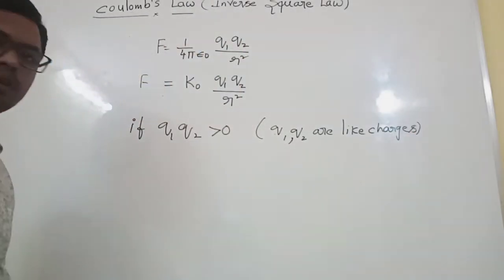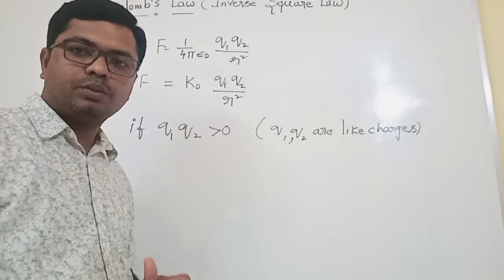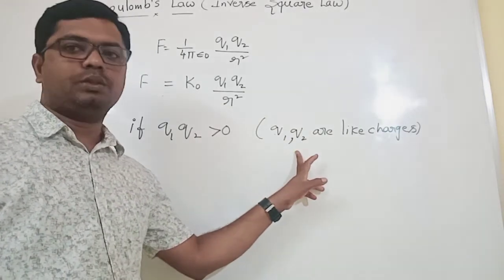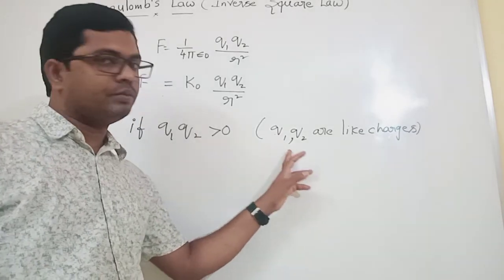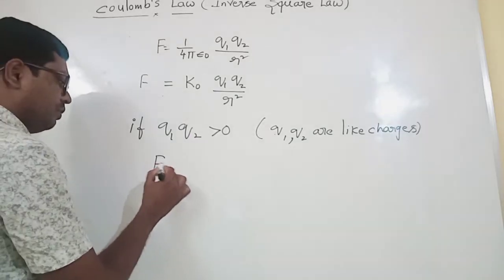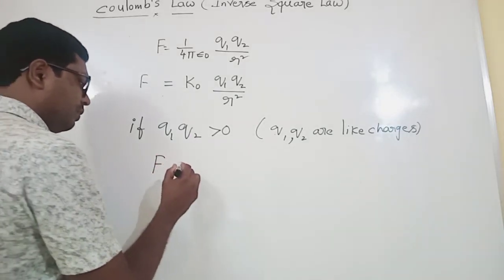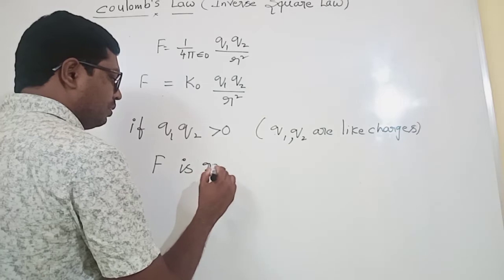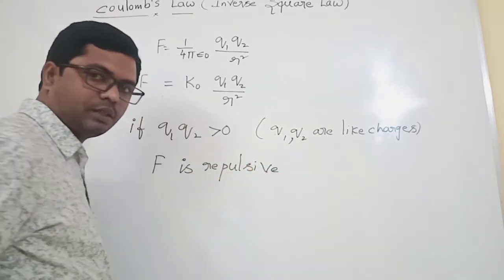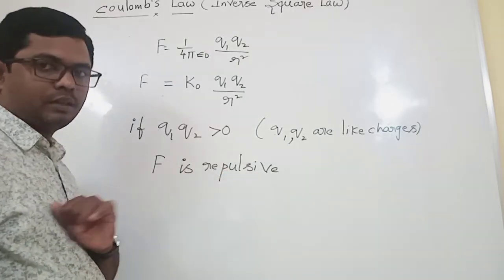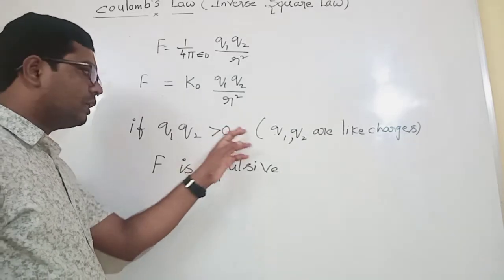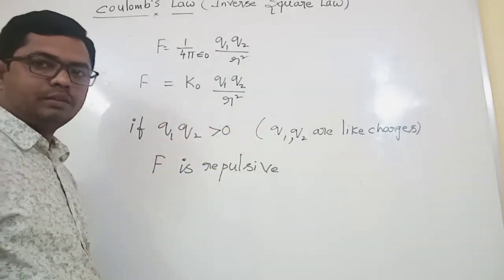Q1 and Q2 are like charges, in the sense that Q1 is positive and Q2 is also positive, or Q1 is negative and Q2 is also negative. If Q1 Q2 is greater than 0, then the force is repulsive. Do you understand? If like charges are there, then the force is a repulsive force. The condition is Q1 Q2 greater than 0.